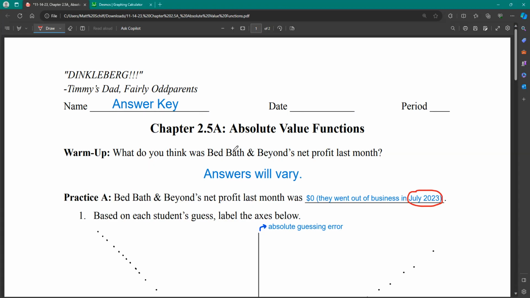So the answer to the warm-up is that they actually made $0 profit because they don't exist anymore. They are out of business. So, just messing around. But the number 0 has some significance here.